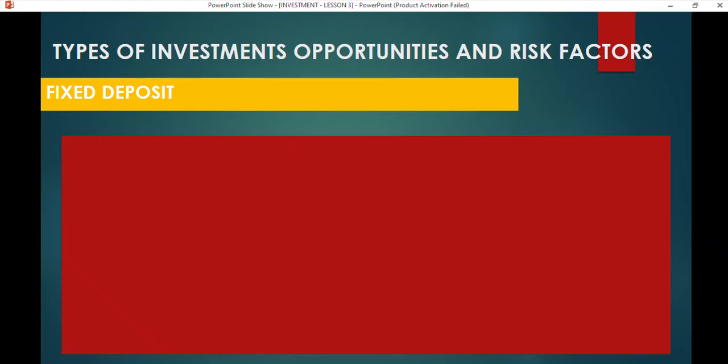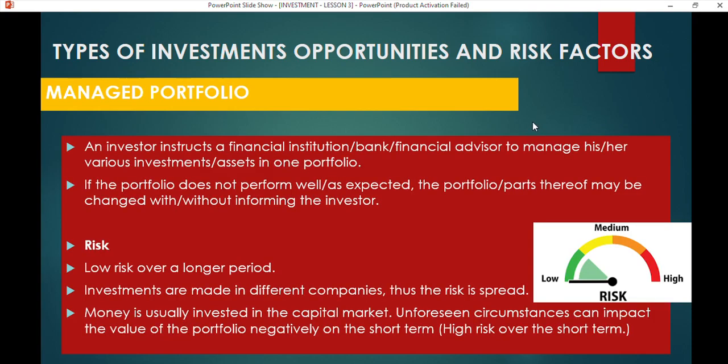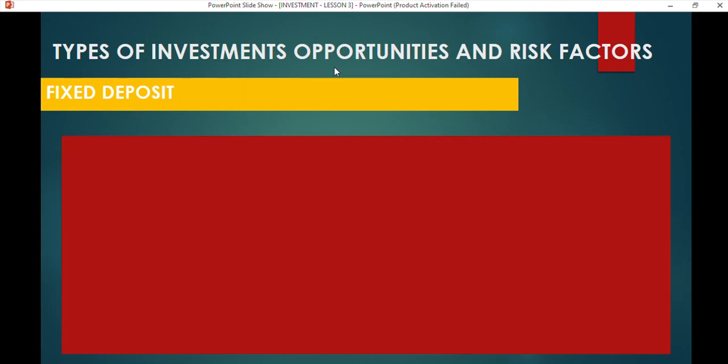Alright, so we're starting with our second video on types of investment. We left off on the previous one with a managed portfolio, and now we're going to go into fixed deposit. Okay, so fixed deposit is exactly what you read at the top. It's a very conservative method of investment.